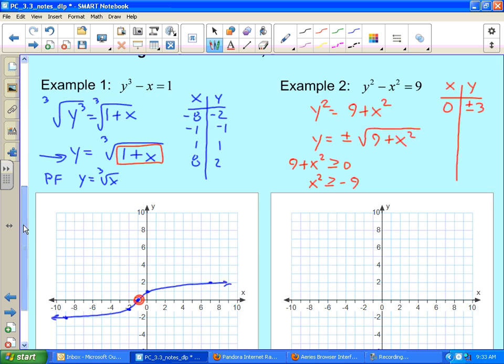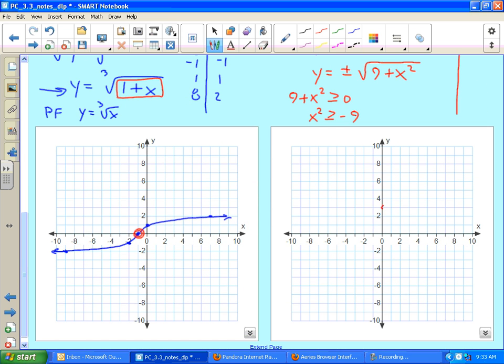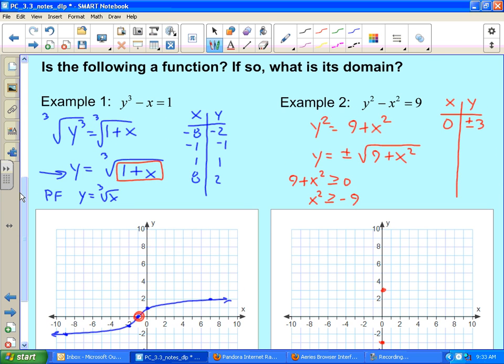So what does it look like so far? 0, positive 3, and 0, negative 3. All right, let's put some other numbers in there and see what happens. We're going to end up with some decimals here. Let's do a negative 2.